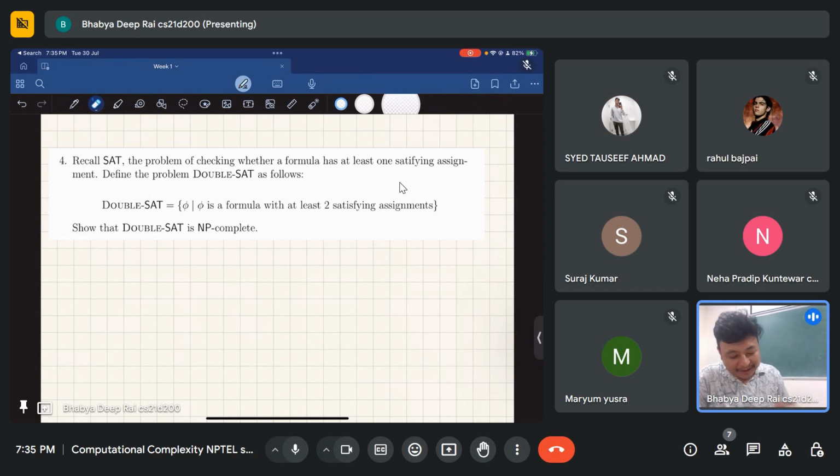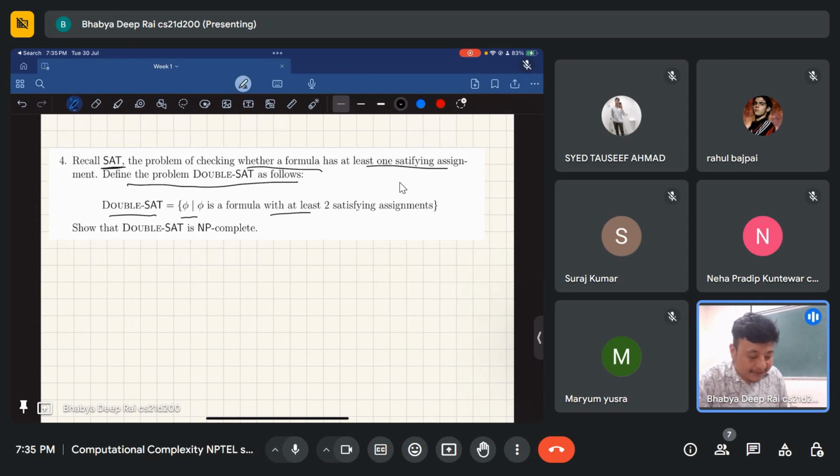Let's look at this problem. It's simple but quite interesting. Recall SAT, the problem of checking whether a formula has at least one satisfying assignment. Define the problem double SAT as follows: double SAT is all the formulas with at least two satisfying assignments. Show that double SAT is NP-complete.